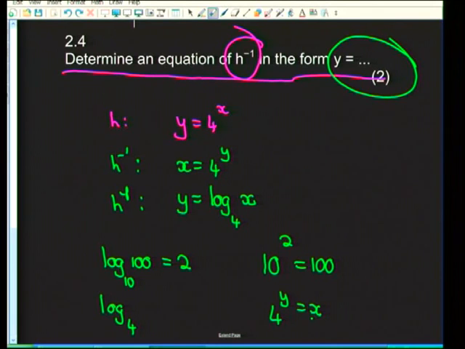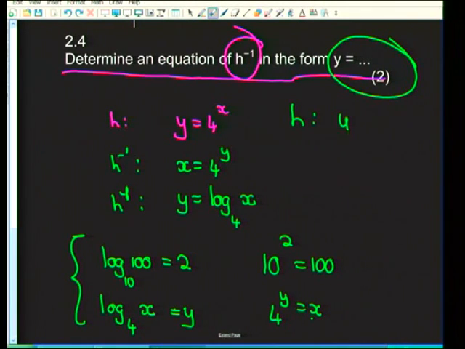The x would go, well, this exponent would be the y, so it would be there, and the x would be the equivalent to the 100, so it would go in over here. So that's a way, if you ever get stuck on how to change from an exponent to a log, that's how you would do it.